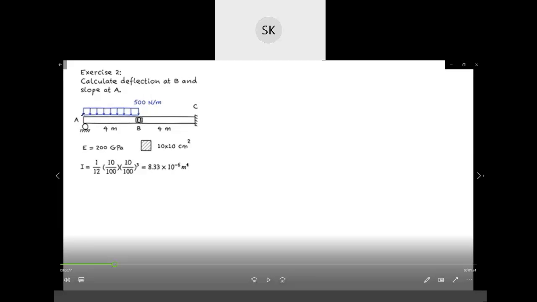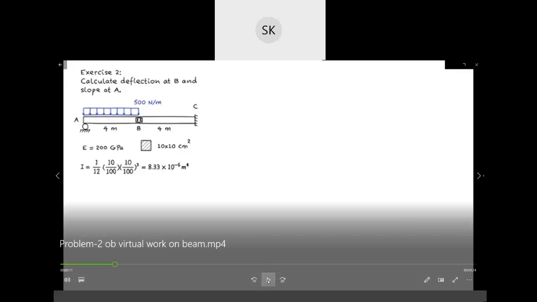E is given as 200 GPa. Section b and d is also given, 10 by 10 centimeter square. So the whole section will have the same I value, bd cubed by 12. So this is my I value.